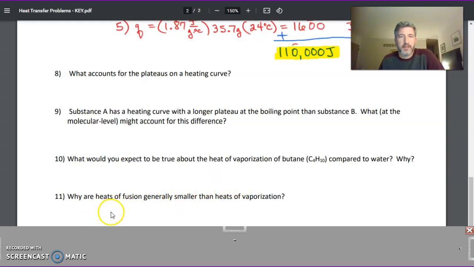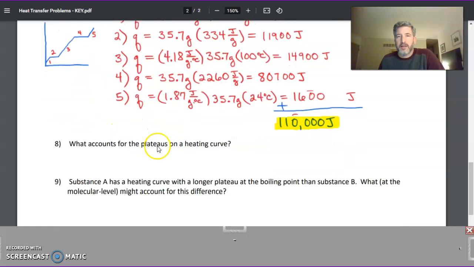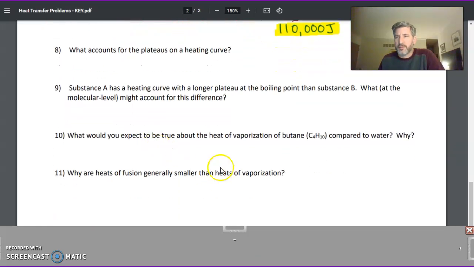And then number 11, why are heats of fusion generally smaller than heats of vaporization? In other words, why is this plateau smaller than this plateau? Because when we melt something, which is what we have with heat of fusion, we're really only allowing the particles to flow, but the intermolecular forces are still holding them close together. When we boil something, we are completely separating those particles, and that takes a lot of heat.